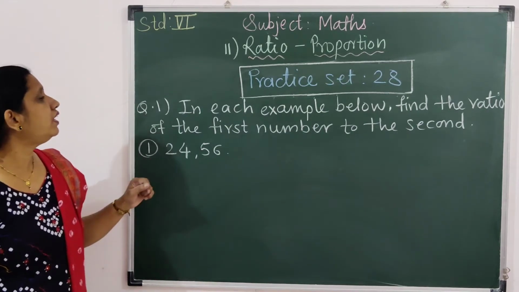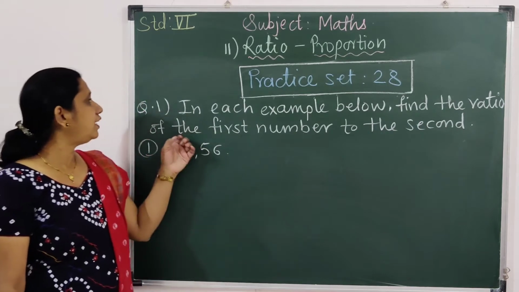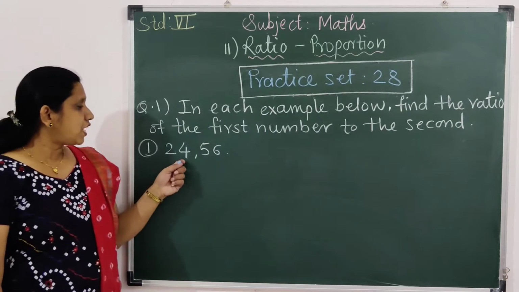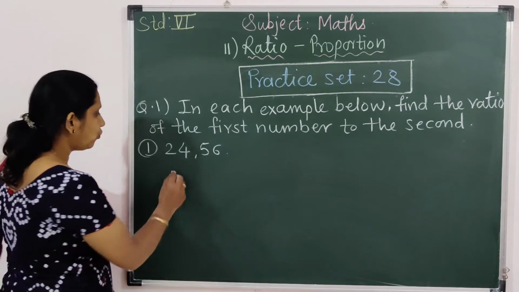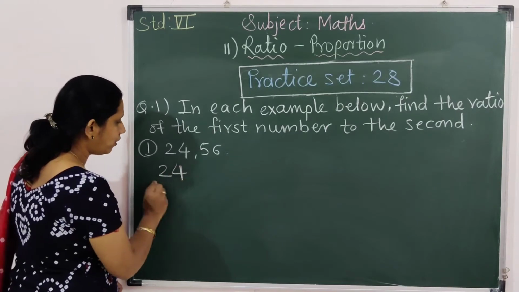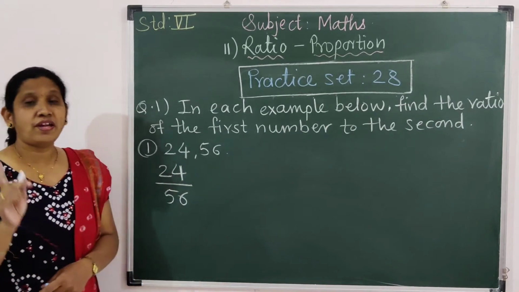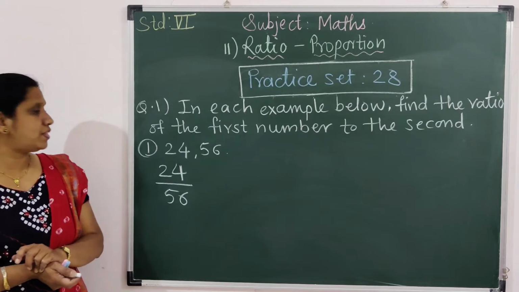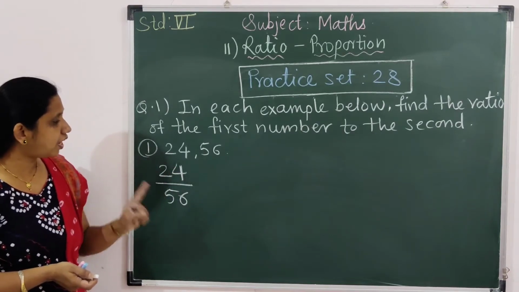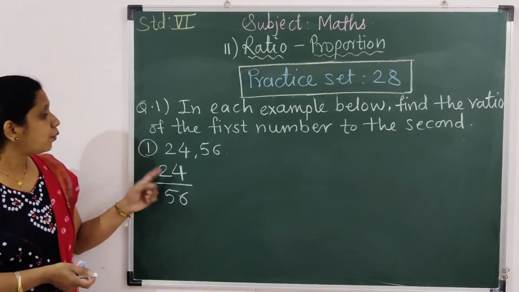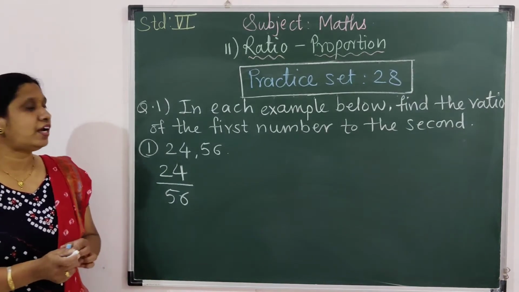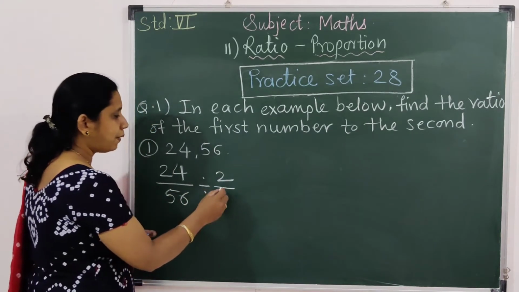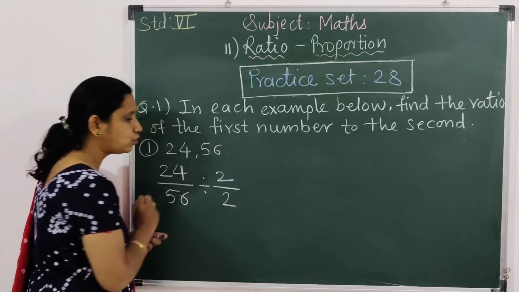See, the question is given in each example below. Find the ratio of the first number to the second. In the first sum, the numbers given are 24 and 56. So we'll write it like this, 24 upon 56. Children, always remember, you should recall the tests of divisibility. Here the unit place digits are 4 and 6. It means both the numbers are divisible by 2. So let's start dividing by 2. I have to divide the numerator by 2 as well as the denominator by 2.